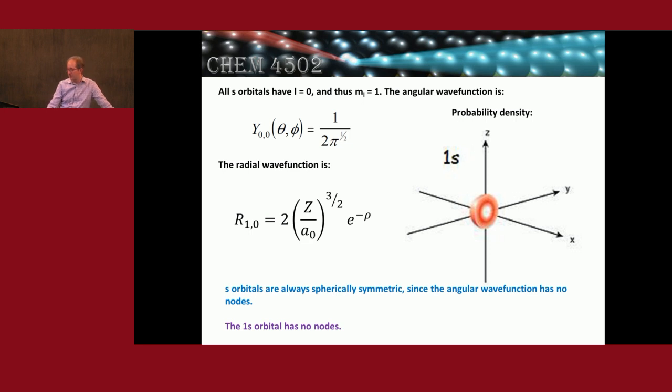And the radial function we can go look up from our table is just a simple exponential decay. An important thing to note is that s orbitals are always spherically symmetric, since the angular wave function has no nodes. And a 1s orbital has no nodes at all. Shown over here on the right is a cut through of the probability density for the 1s orbital. It's 0 directly at the nucleus, it peaks at about 1 Bohr, and then it decays exponentially away. Let's take a look at the 2s orbital.